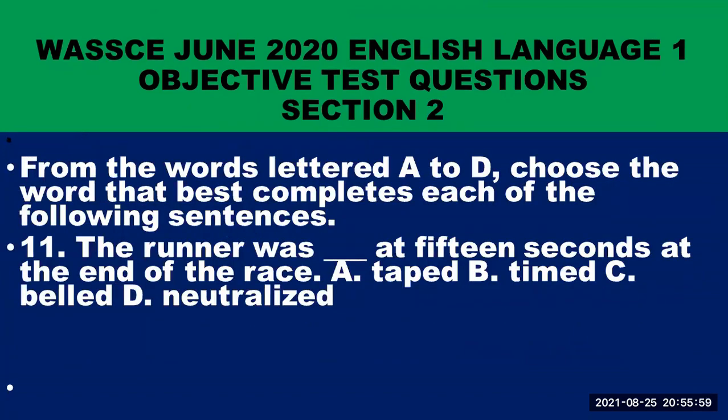From the words lettered A to D, choose the word that best completes each of the following sentences. And we want to use question 11 for illustrative purposes. The runner was dashed at 15 seconds at the end of the race. A, taped. B, timed. C, belled. D, neutralized. Well, the right option here is timed, because already we have a context clue here.